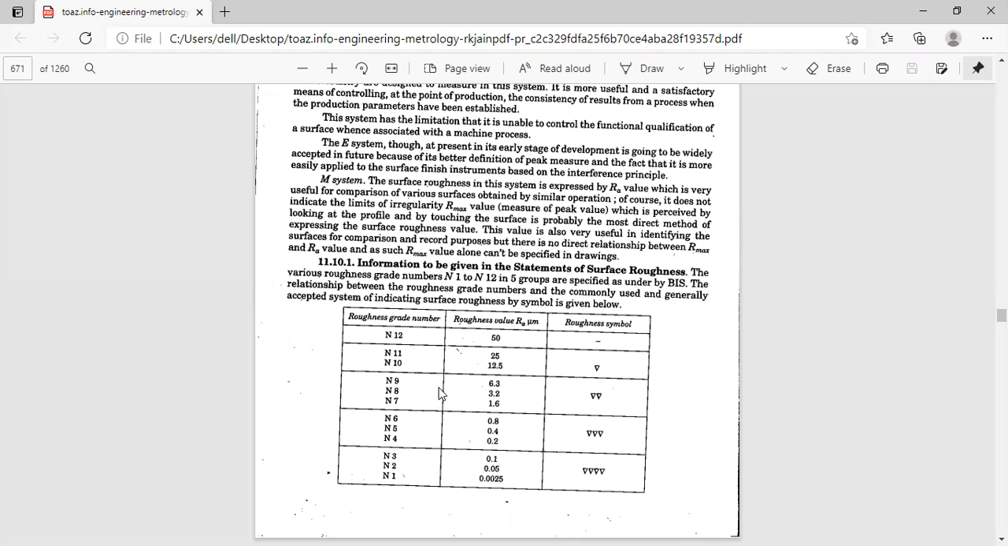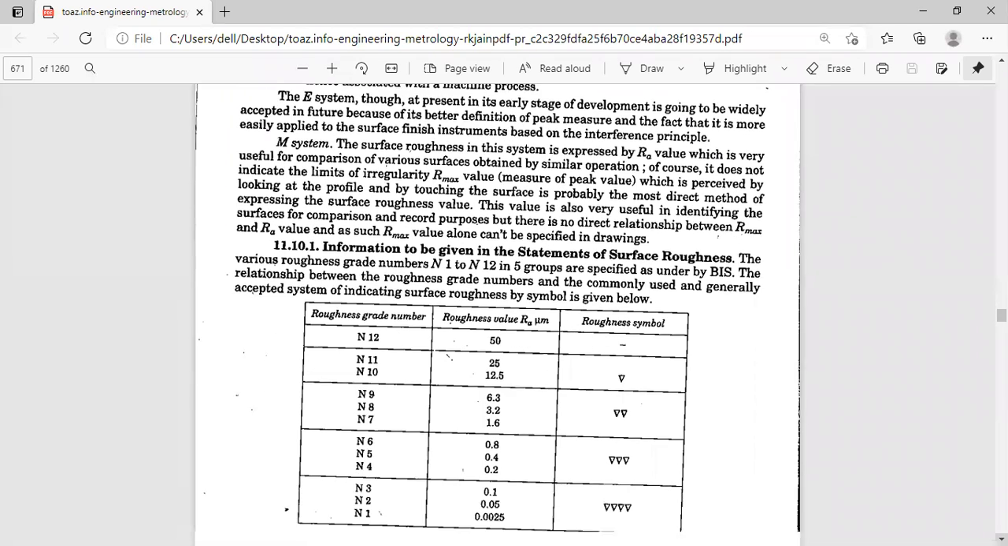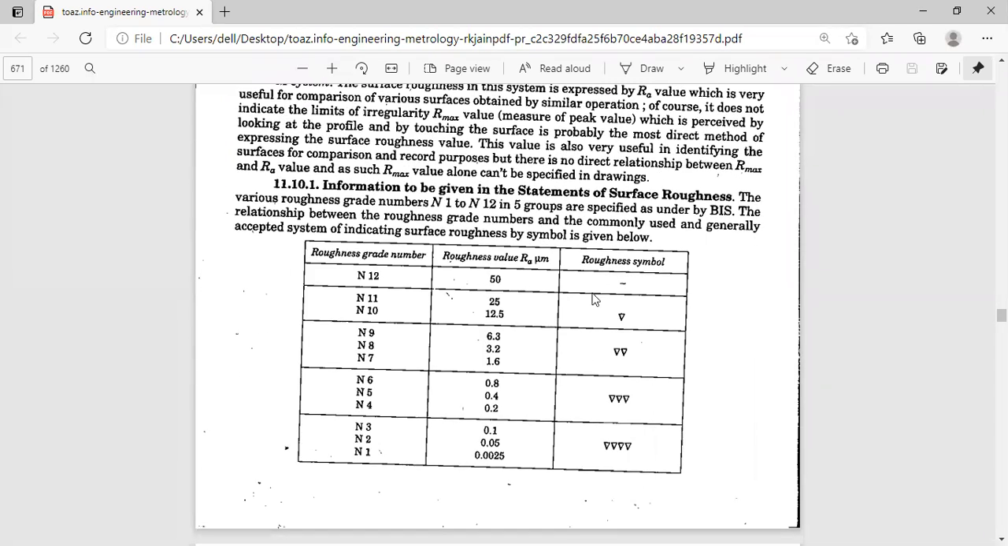So N9 is 6.3, N8 is 3.2, and N7 is 1.6. So we have two inverted triangles. We should join these at the top, because it is not shown here, and we are just trying to expand this. So you try to remember these small things, because some internet problem or current problem may come before starting the class. We are in a hurry to start the class. We may not be zooming.